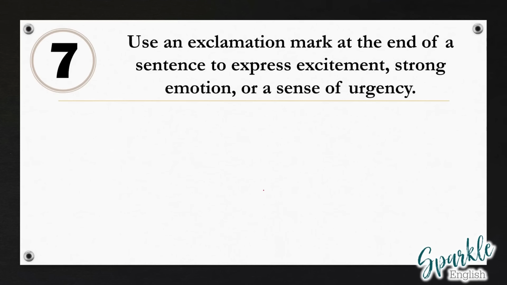Rule number 7. Use an exclamation mark at the end of a sentence to express excitement, strong emotion, or a sense of urgency. So, this is an exclamation mark. You look beautiful. When we add an exclamation mark, we're expressing excitement. Wow, you look beautiful! If we ended this sentence with just a period, it would be more like, you look beautiful. But when we add an exclamation mark, it's showing excitement.